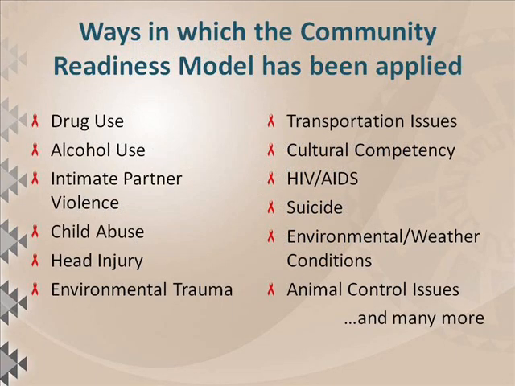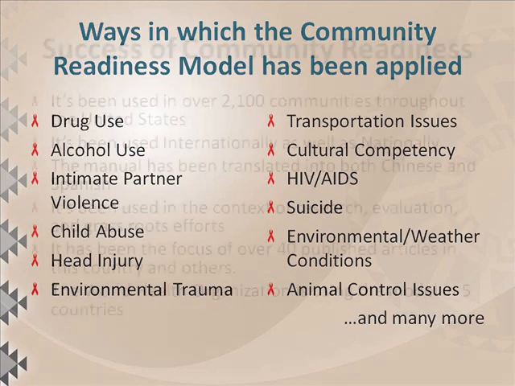Over the last 18 years, these are some ways in which the Community Readiness Model has been applied for drug abuse, alcohol use, intimate partner violence, child abuse, head injury, environmental trauma, transportation issues which related to miles traveled within a community, cultural competency within an organization, HIV and AIDS, suicide prevention, environmental and weather conditions, animal control issues, and many more.